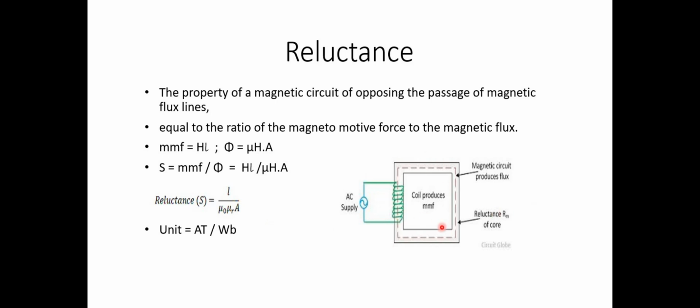It is shown in the figure. There is a core shown here and the coil is wound on it and it is given an AC supply. This coil produces MMF and the magnetic circuit produces the flux. But the core opposes the magnetic flux. That is what is shown in the figure.